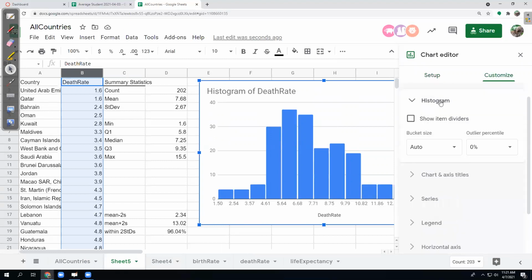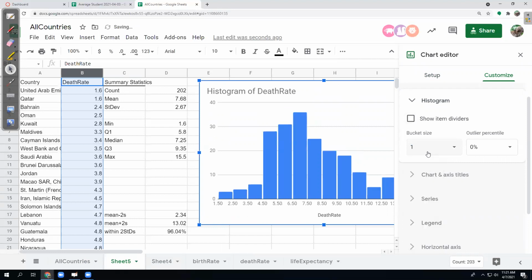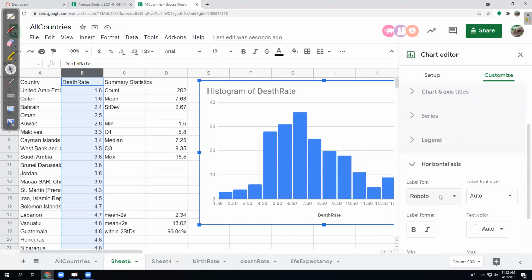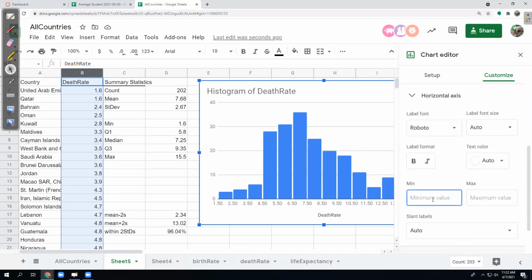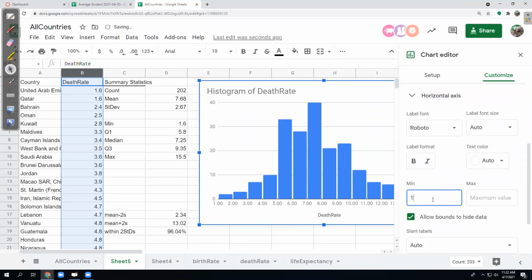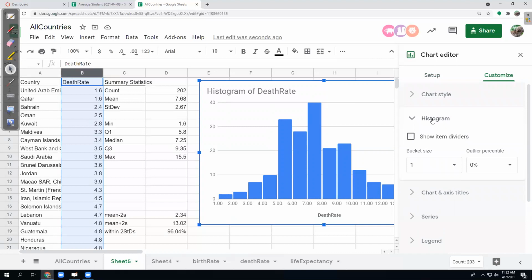So cleaning that up, customize histogram. Instead of auto, I could type a 1, starting at 1.5. If we want to start at a different point, you go down to the horizontal axis and pick a new minimum. Like maybe we want to start at 1 instead. Okay, standard deviation is almost 3, mean is almost 8. So let's see what 3 looks like for the histogram bucket size.